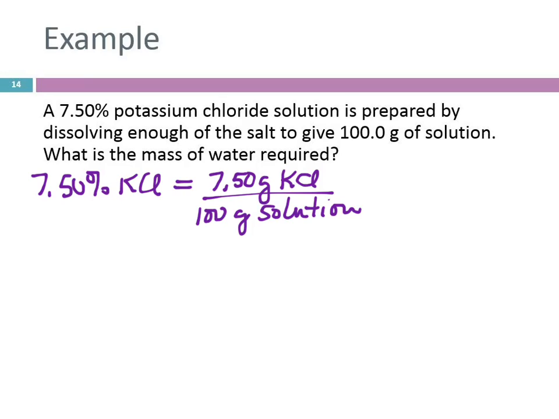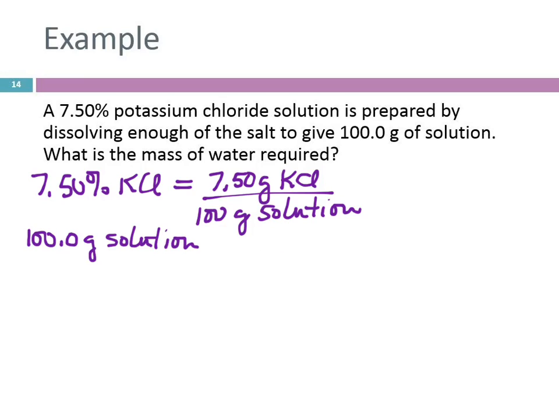And then we've got this quantity here. We've got 100 grams. Oh, I left off a decimal point and a zero. 100.0 grams of solution. And what do they want us to find? Mass of water. Mass of KCl is easier, isn't it? We already have the unit factor right there.